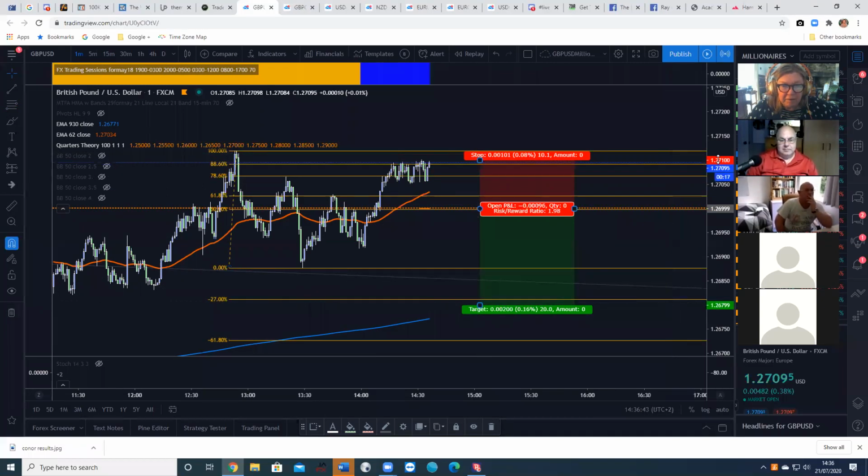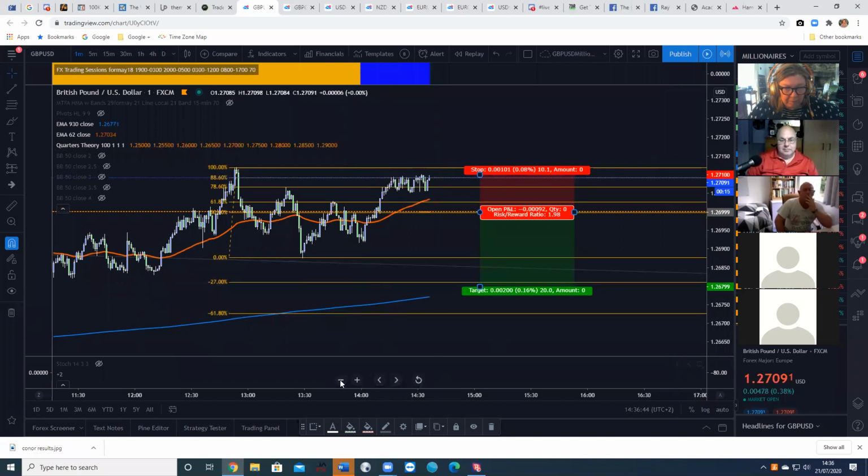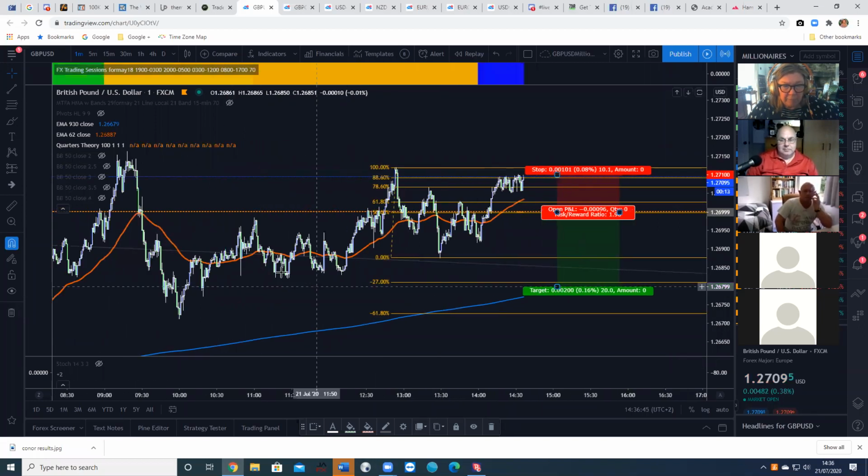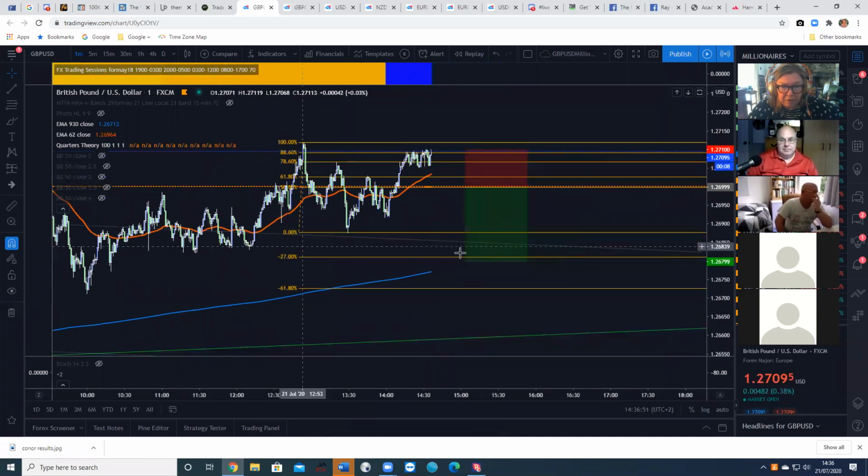Sometimes I've marked these things up and it's gone the opposite way to what I think, because we get a lot of this consolidation just ranging in the hour that I've been on this session here. There's a pitchfork going down through there.